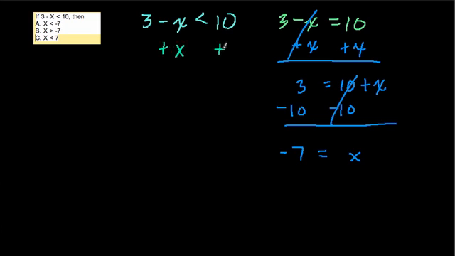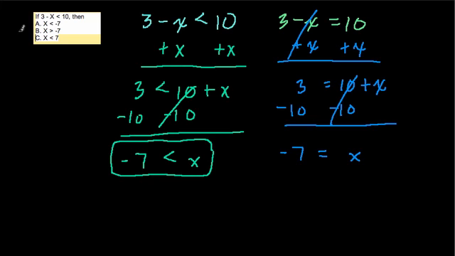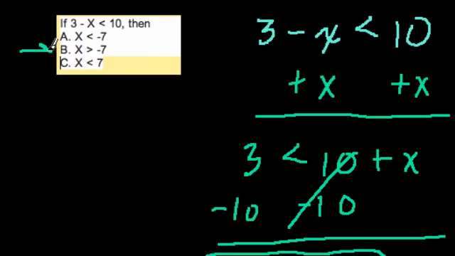And here, I have the same thing. I add x to both sides, right? And then I get 3 is less than 10 plus x. You can see how they're almost the same exact thing. And then I subtract 10 from both sides, right? These cancel out, and x is larger than negative 7. And that's our answer. If we go back here, that means which of these is true? Well, B is true. x is larger than negative 7.